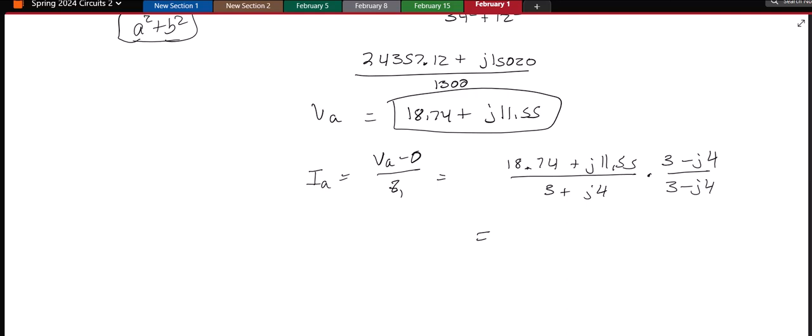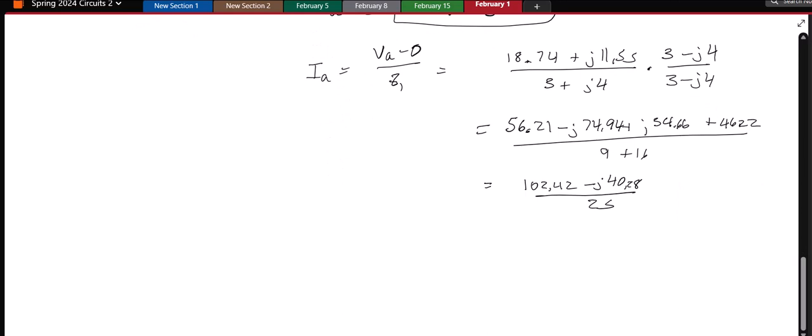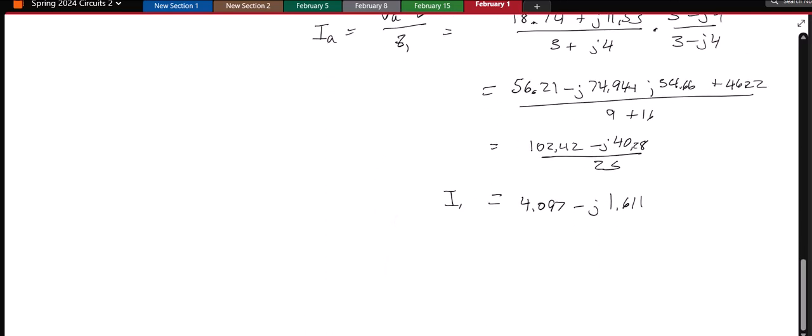We'll FOIL the top, and when we FOIL the top, I get 56.21 minus j74.94 plus j34.66 plus 46.22 over 3 squared plus 4 squared, so over 9 plus 16. And this equals 102.42 minus j40.28 over 25. So I divide 102.42 and 40.28 by 25, and I get 4.097 minus j1.611. Okay, so this is IA, but let's say we need to have it in polar form.